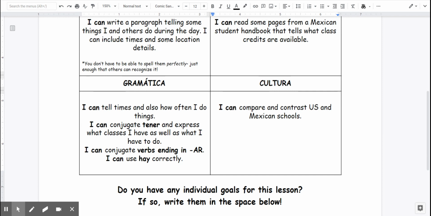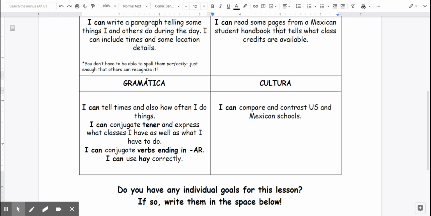Gramática. I can tell times and also how often I do things. I can conjugate tener and express what classes I have as well as what I have to do. I can conjugate verbs ending in AR. I can use hay correctly. Hay looks like hey in English, but it's pronounced I. So a lot of this isn't going to make a lot of sense to you right now. Just know we're going to learn how to use more verbs than just ser and gustar.